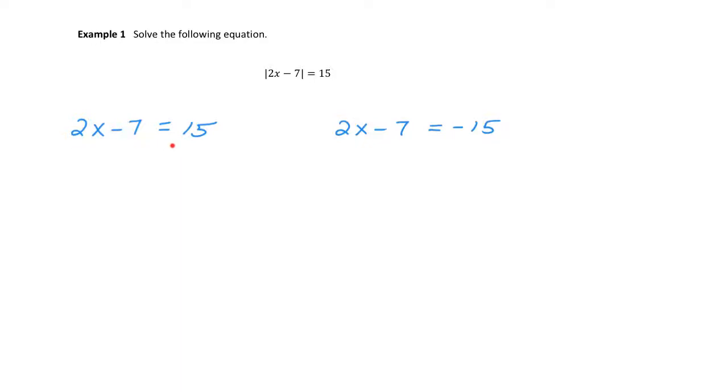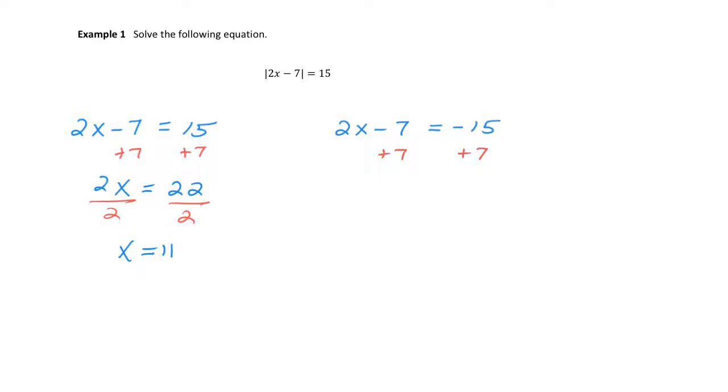I'll start with this one. To get x by itself, I'm just going to add 7 to both sides. I get 2x is equal to 22. I'll then divide both sides by 2. And I get x is equal to 11. Solving the other equation is going to be extremely similar. So I'm still going to add 7 to both sides.